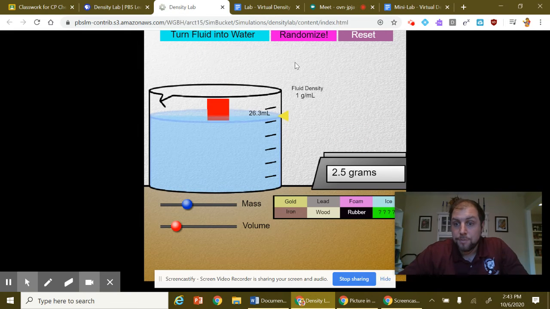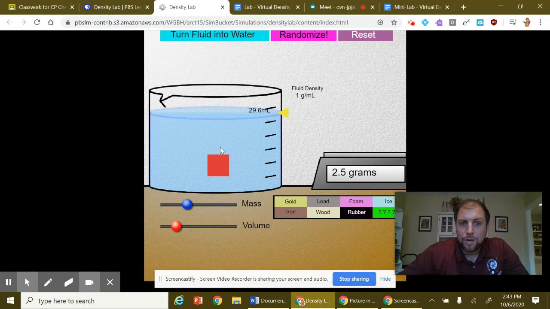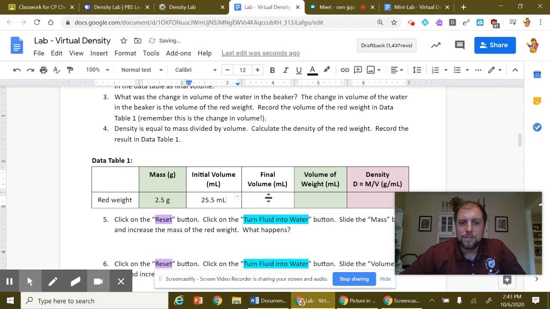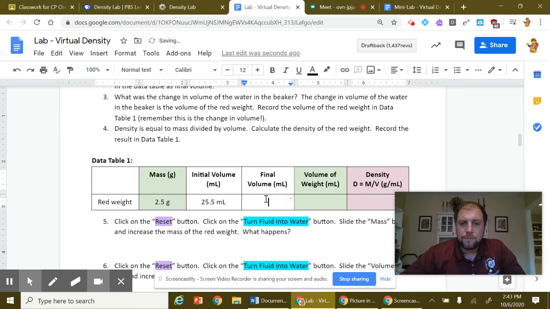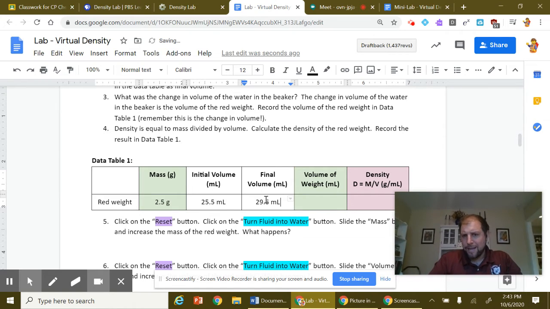Now, some of these items float. So what you want to do is grab them and hold them under, or maybe drop them from high up and quickly look at the volume before it floats back up. All right, 29.6. So the final volume is 29.6 milliliters.